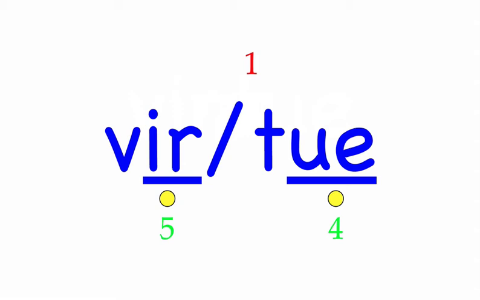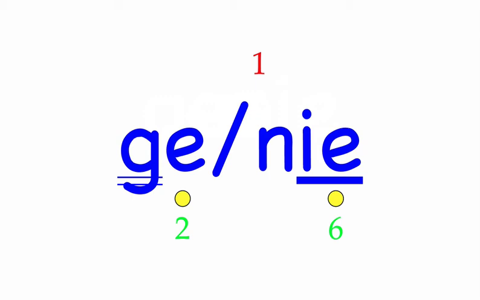Row six. Genie. Genie. Do not let the genie out of the bottle. Genie. G, two sounds. J, E. Knee, two sounds. N, E. Genie. Mark the word, genie.